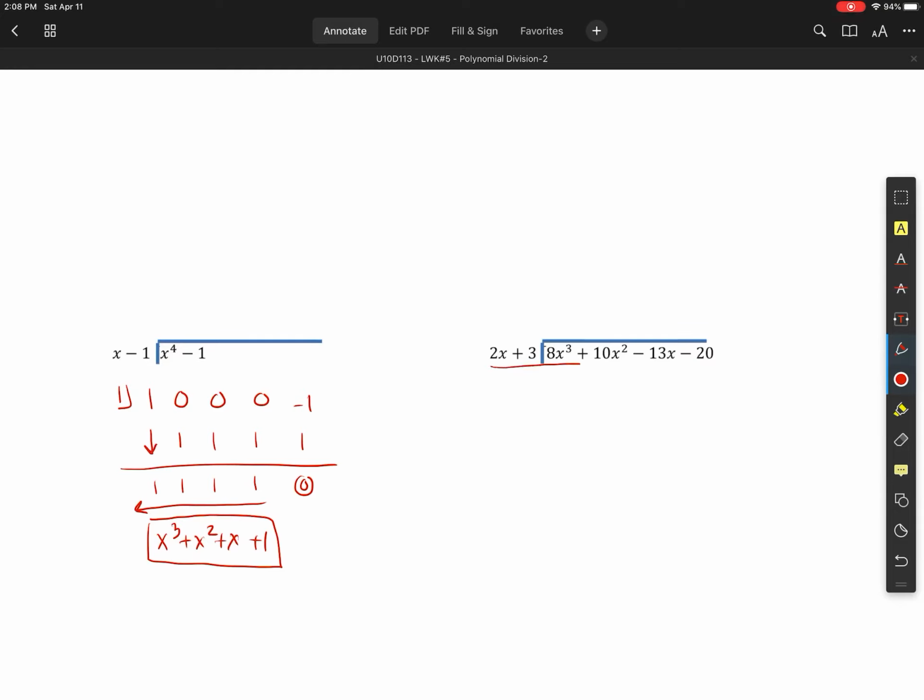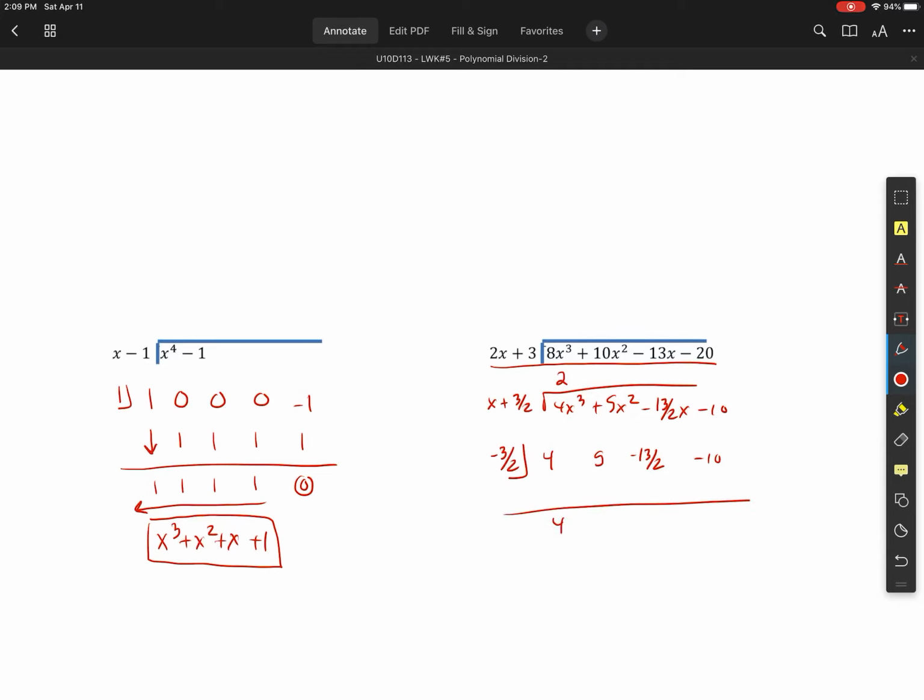All right, here's our situation. We have that 2 in front. So everything's getting divided by 2. x plus 3 over 2, 4x cubed plus 5x squared minus 13 over 2x minus 10. What number is going in the floating box? Negative 3 over 2, 4, 5, negative 13 over 2, negative 10.